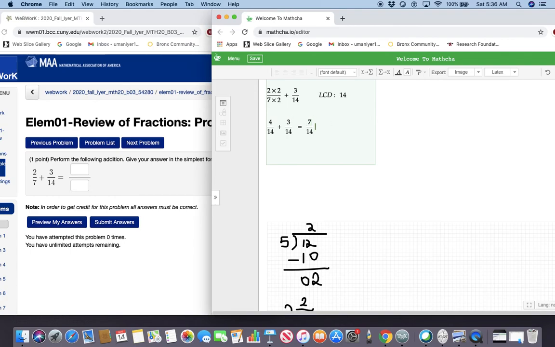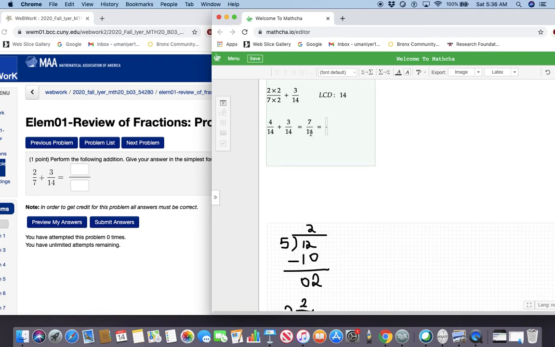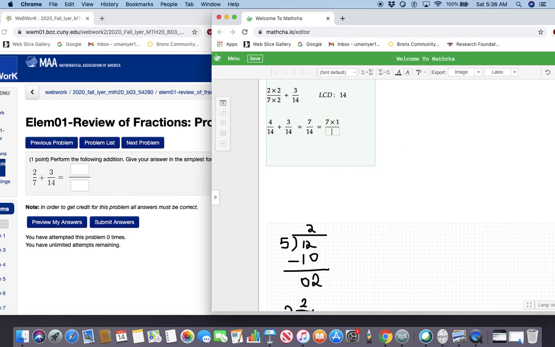Don't forget to reduce. You see, 7 reduces in 14. 7 is 7 times 1, and 14 is 7 times 2. So the 7's can be cancelled and you are left with 1 over 2.